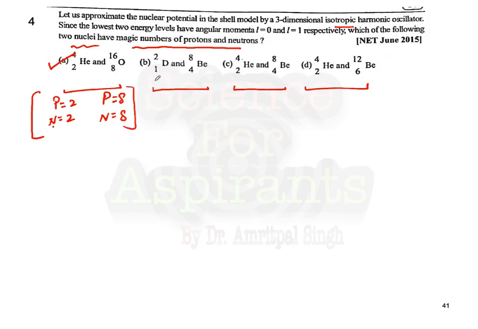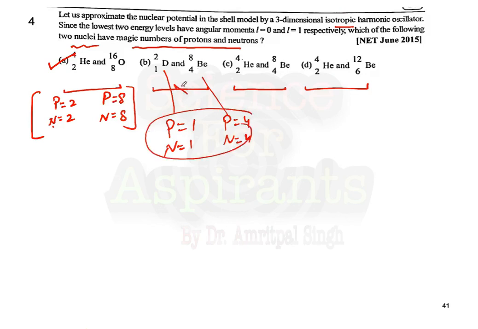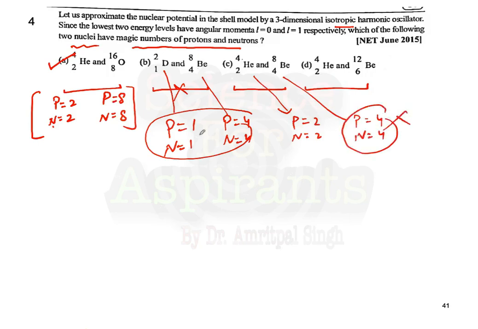You can also counter verify other examples. Like in this case, the proton is 1 and neutron is 1. Here in beryllium, proton is 4, neutron is 4. So both are not magic numbers, so this cannot be the option. In this case, proton is 2, neutron is 2. Beryllium, proton is 4, neutron is 4. So this is not a magic number, so this is also not the correct option.